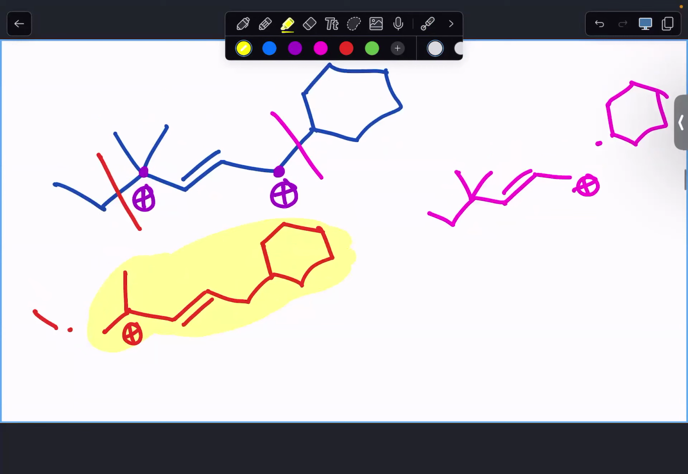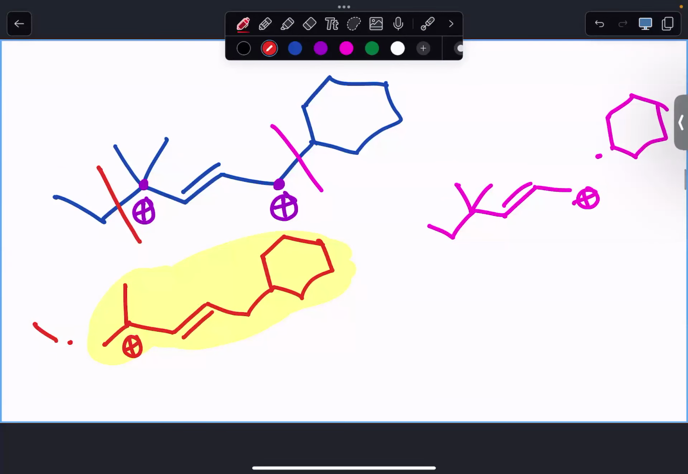So if you had one that had resonance and then another one that was more substituted, which one of those would you consider the more stable? The one that can do resonance, yes, because a secondary allylic carbocation is going to be more stable than a tertiary carbocation that cannot do resonance.